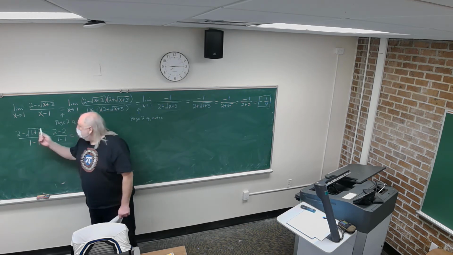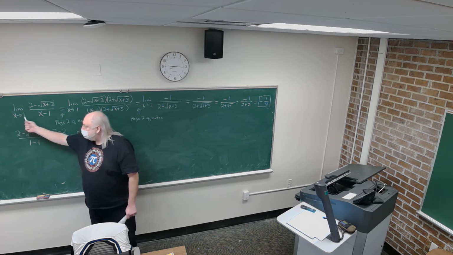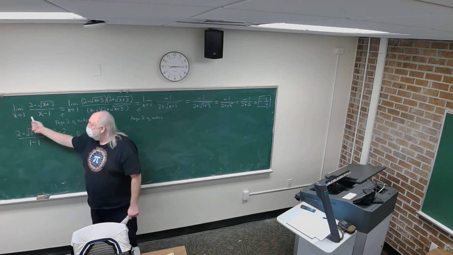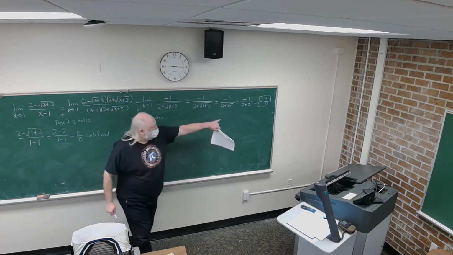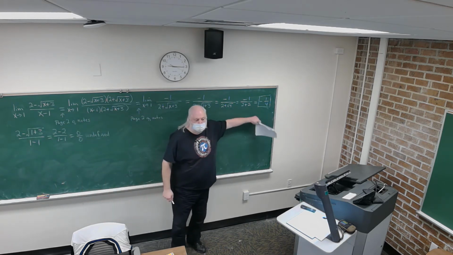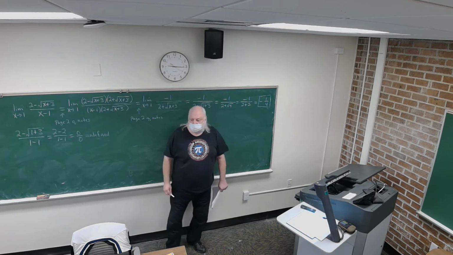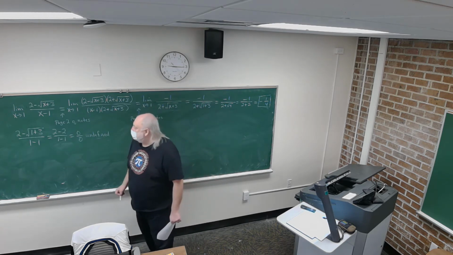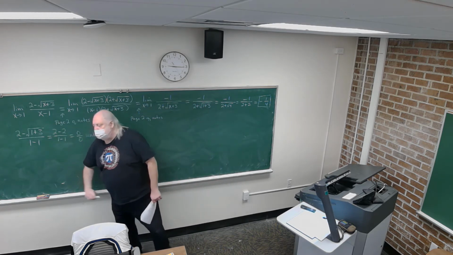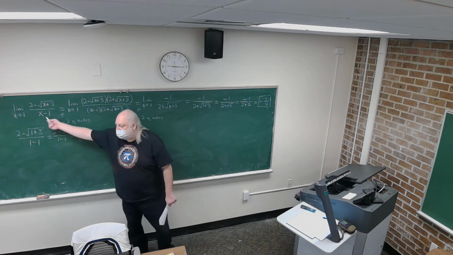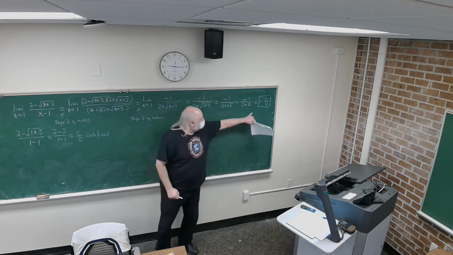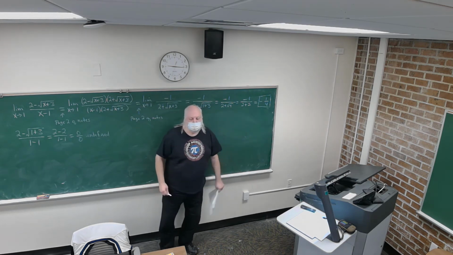So the closer x is to the number 1, the closer the value of the function is to minus 1/4. That's what the limit does. The closer the value of x is to 1, the closer the value of the function is to minus 1/4.